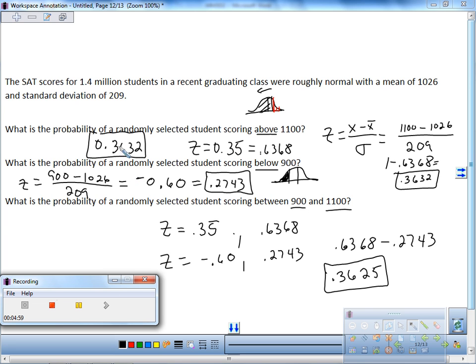But remember, you have to find these values from the table. Now, I didn't refer back to the table on these. If you need help with the table, you can either ask or refer back to some of the other videos.